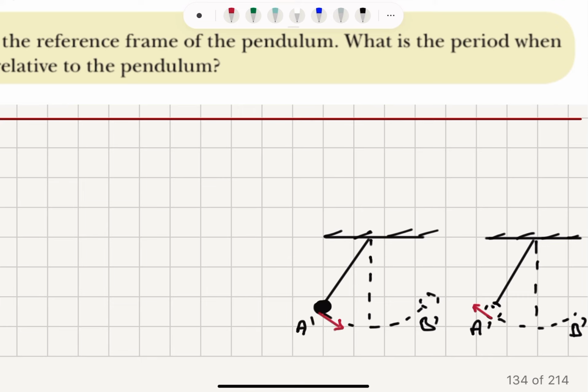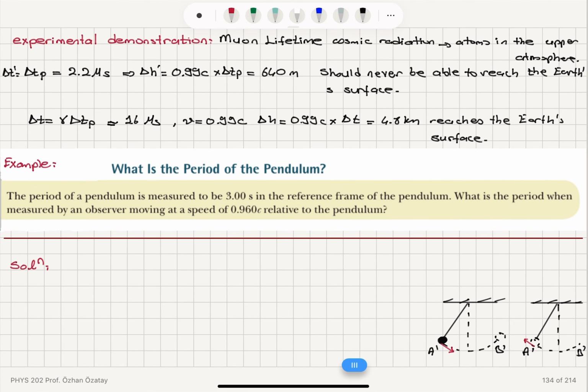So we basically see that the start and the end points are the same, so that's A prime. So who is measuring the proper time of this event for the period? That is the observer in the reference frame of the pendulum. So basically we see that the same point is the start point and end point in the reference frame of the pendulum.